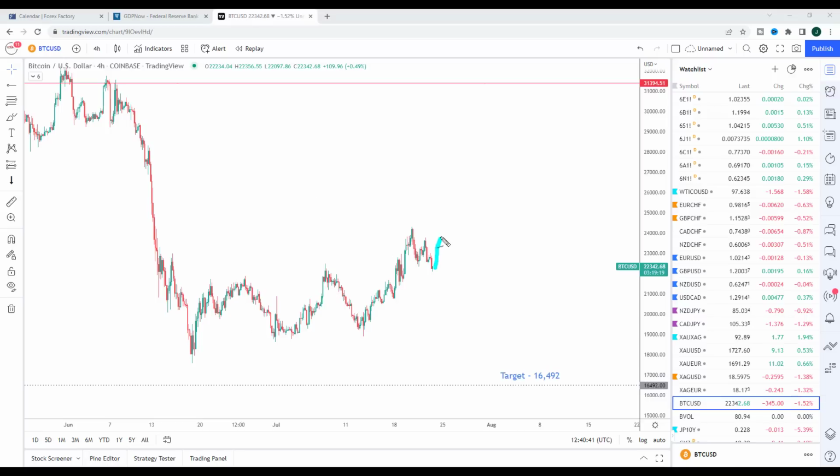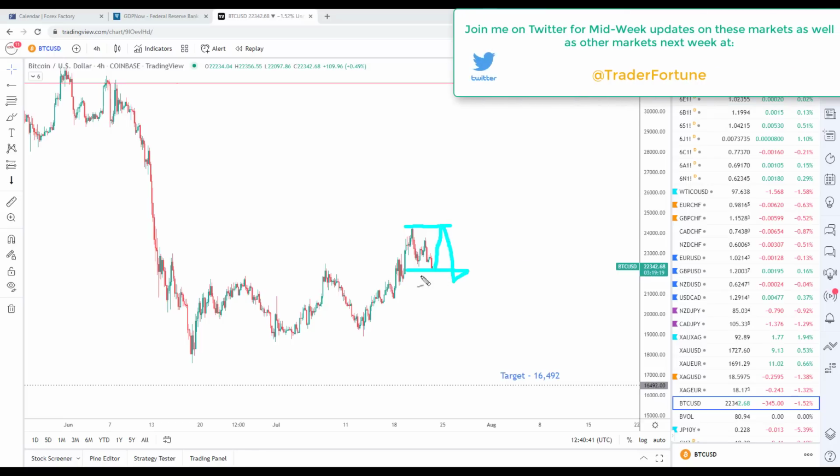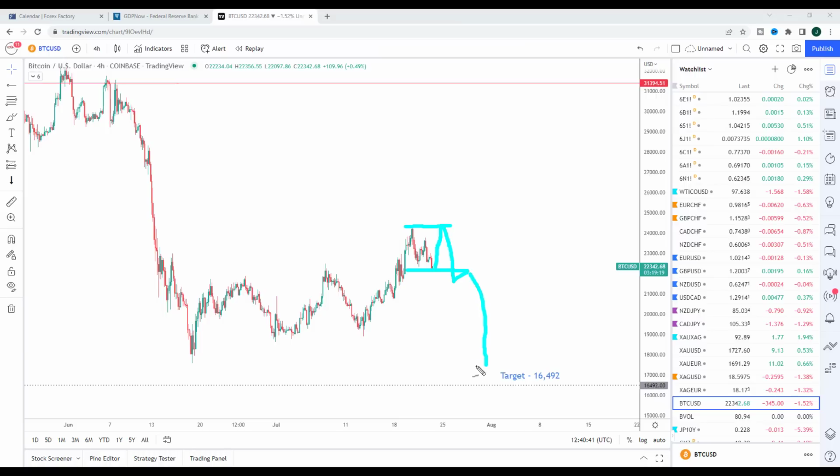I am looking for Bitcoin to come up, and I wouldn't be surprised to see Bitcoin come up and double top into FOMC GDP, and then that would be the opportunity to look for shorts. If you want to be extra cautious after the event itself, say we sell off, we break the double top, and then we start to pull back, that would be the opportunity to look for further declines down to the 16,492. Perhaps you get that Thursday, Friday, perhaps you only get that at the start of next week. It really depends on what happens this week with FOMC and GDP.